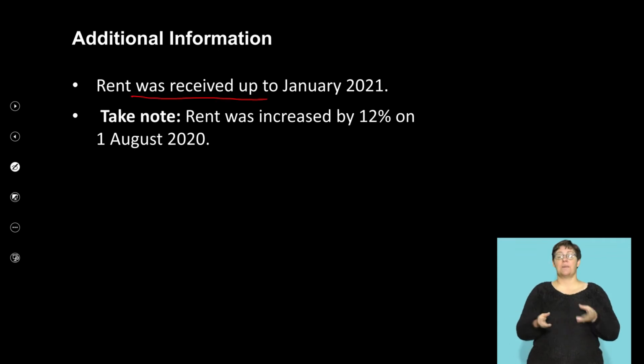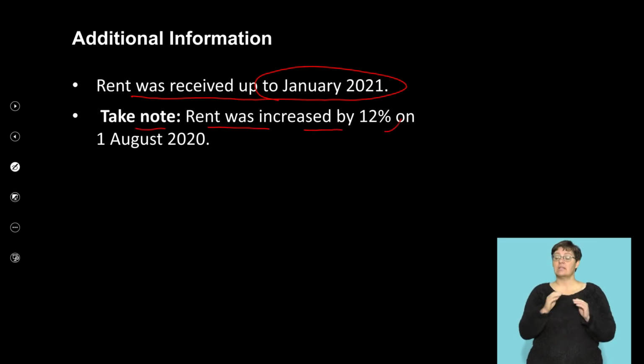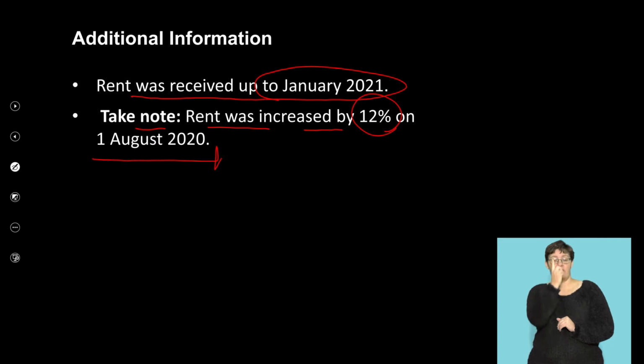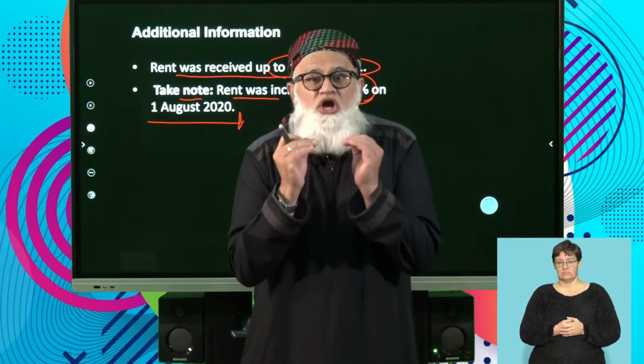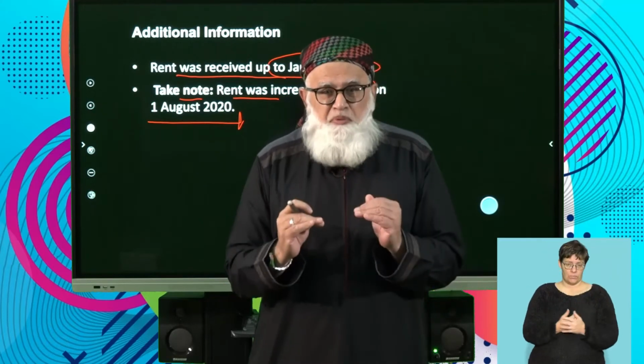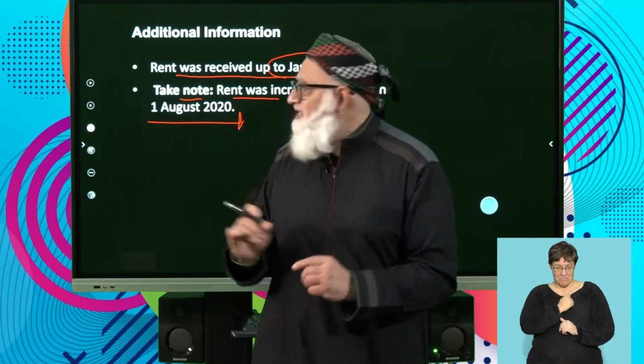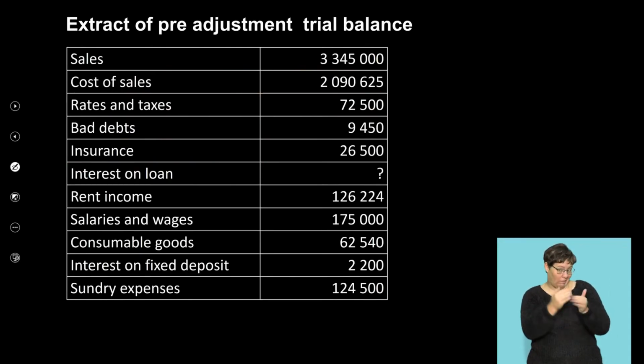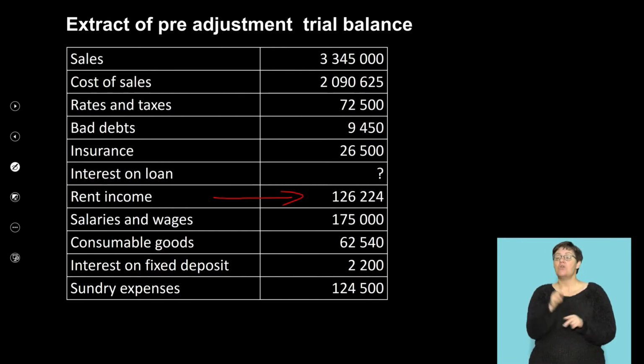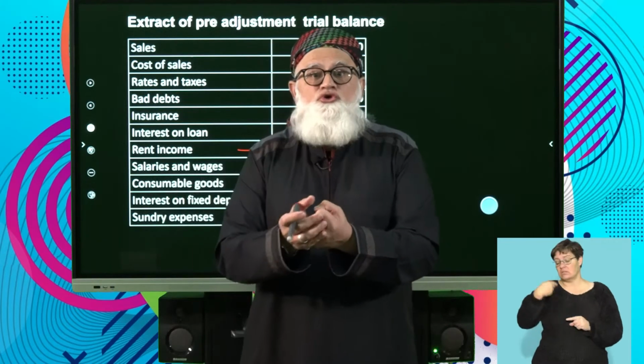Rent was received up to January 2021. Take note, the rent was increased by 12% on the 1st of August 2020. Right, this is when the percentage increase in rental is given to you. Let's watch how we go about doing this calculation. Very important. Once you master it, piece of cake, chocolate cake, so you know what's our favorite. Okay, here we go. My rent income figure is 126,224. Remember, that figure includes January, which I now need to remove.